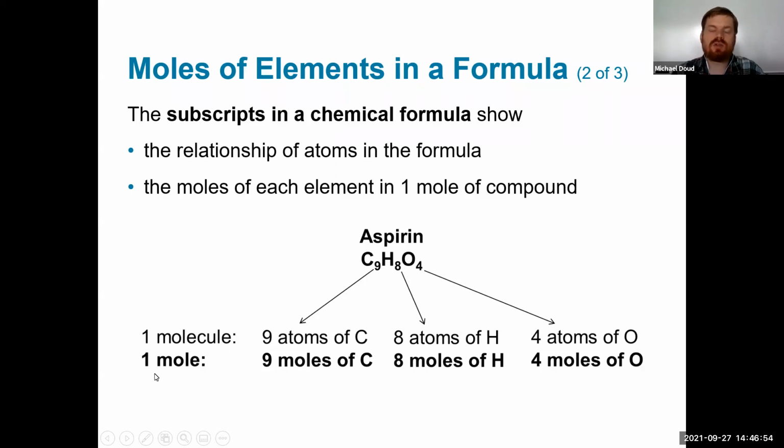But that's not the only way that we can think about it. In fact, we also have mole relationships that are given to us here. If we have 1 mole of aspirin, that means we have 1 mole of molecules that are all C9H8O4. So if we have 1 mole of aspirin, that means that we have 9 moles of carbon atoms. Also means we have 8 moles of hydrogen atoms, and finally, 4 moles of oxygen atoms.